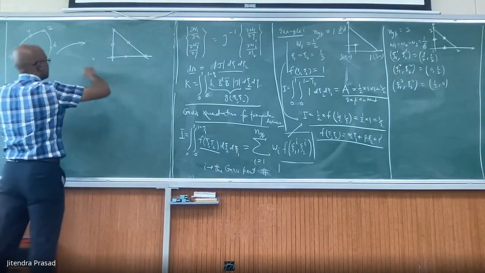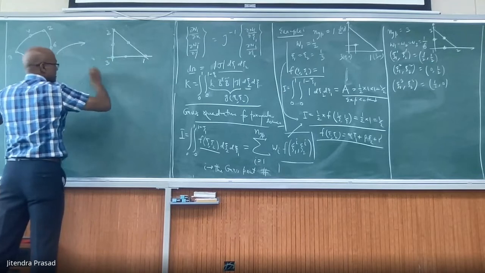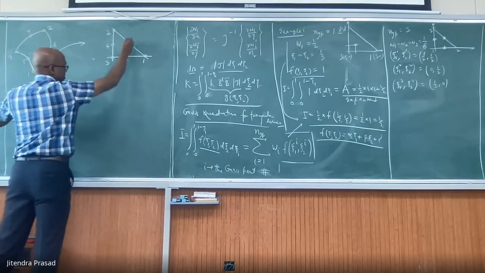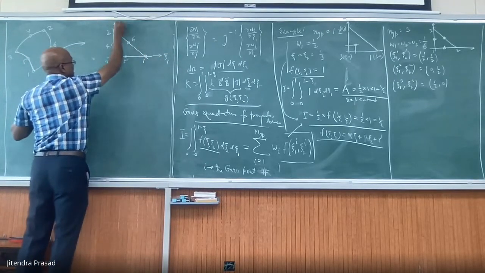Here, as you have done earlier, this will be 1, this will be 2, this is 3. In front of 1, we have 4, and 5, this is 6. Again, this is the xi system, xi1, xi2.